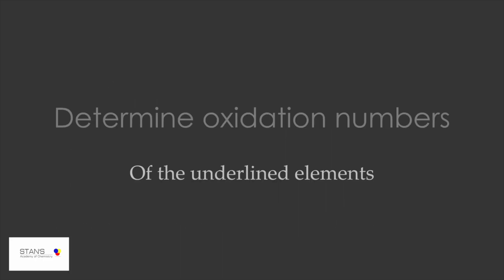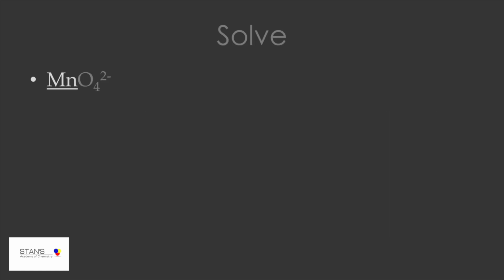Here are some examples for you to determine the oxidation numbers. The elements that are underlined are the ones that you have to determine the oxidation numbers for. MnO4 2-. So I'm going to solve this for you. The total charge is the oxidation number of the polyatomic ion. And I need to determine the oxidation number of manganese. Oxygen is not a peroxide, it's not a fluoride. Therefore, the common oxidation number can be applied.